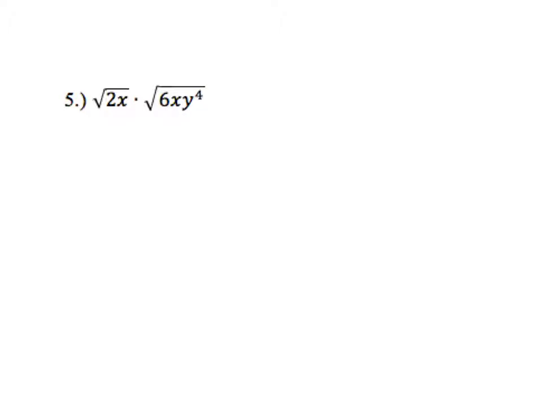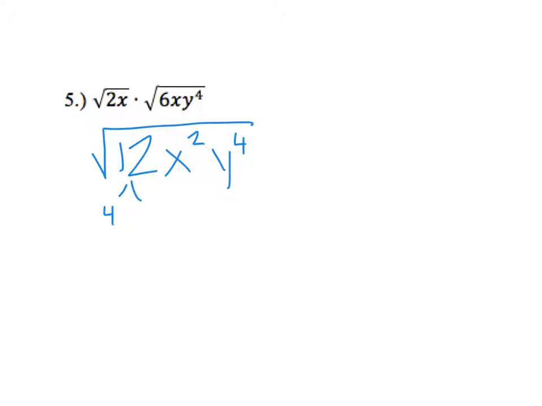Okay guys, this is similar to the last one. I'm now just introducing some variables, but it's going to be the same concept. We're going to multiply these, and we just multiply the insides. So we're going to have the square root of 2 times 6 is 12, x times x is x squared, and then we just have a y to the 4th. Now this is like what we did last class period when we were simplifying radical expressions. Let's do our number first. We can break that down into 4 and 3, and 4 can be 2 and 2. So that means I'm going to have 2 and then just a square root 3. I'm going to leave some space for my variables.